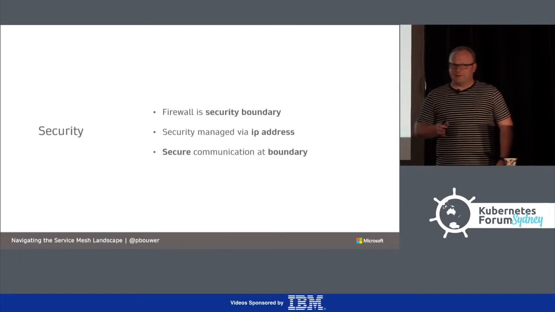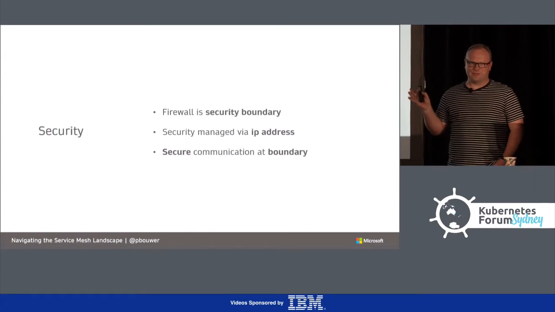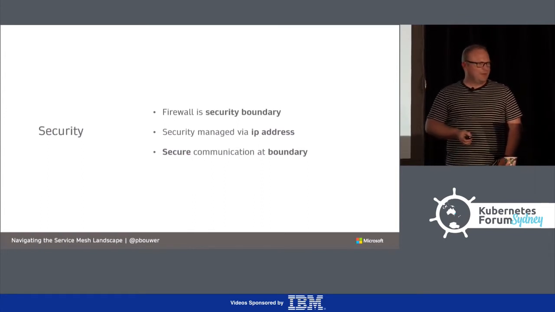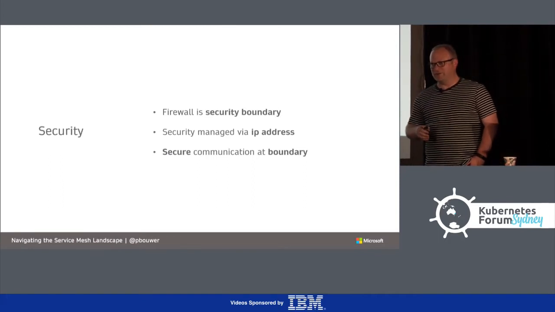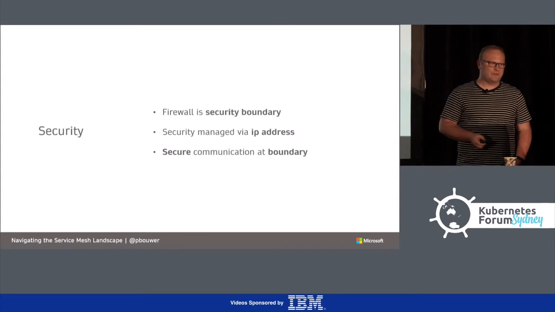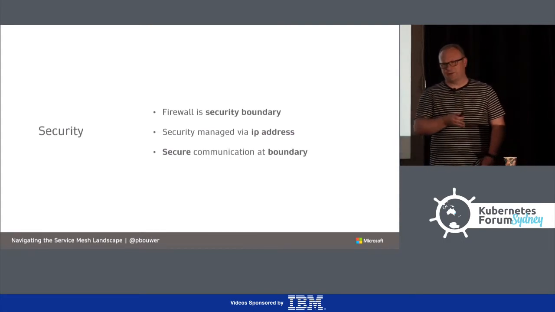So typically, not too long ago, and potentially for some of you, this is still what your security looks like. The firewall is the security boundary. All your security is managed by whitelisting IP addresses or by giving access via IP address. And the security is managed at the boundary of your system.